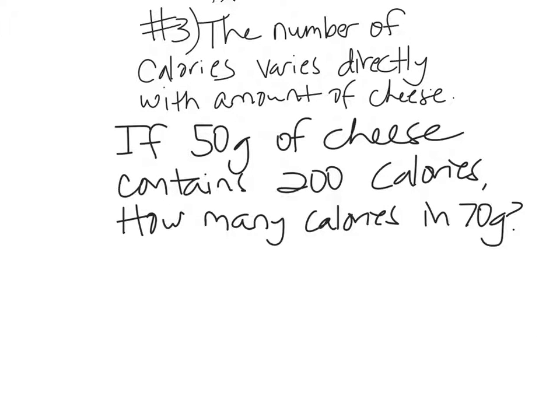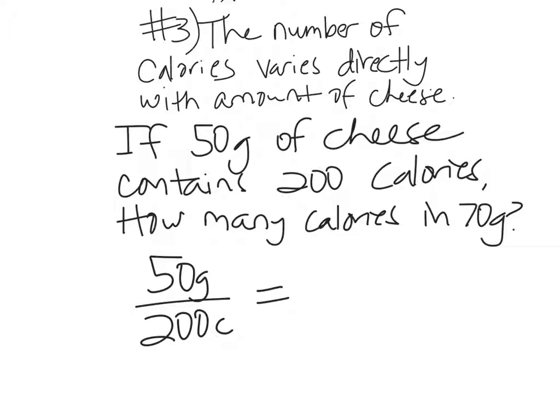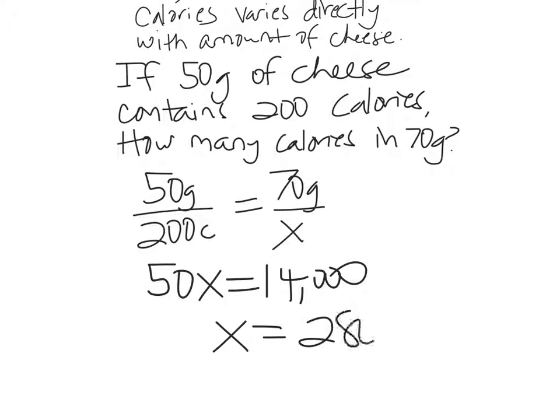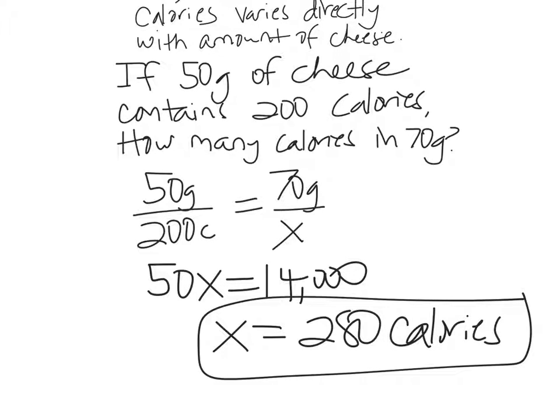All right, so let's set up a proportion. 50 grams is to 200 calories as 70 grams is to x amount of calories. And you could have flipped it. I could have done calories per gram equals x over 70. That would have been fine. Let's go ahead and cross multiply. 50x equals 14,000. So x is, anyone have the answer? 280 calories. Good. Perfect.